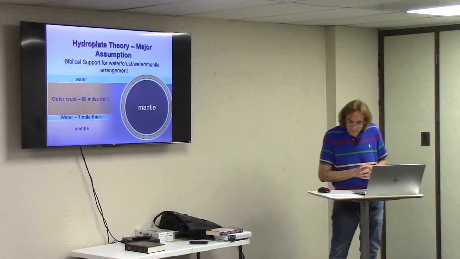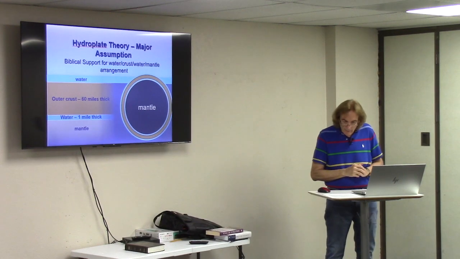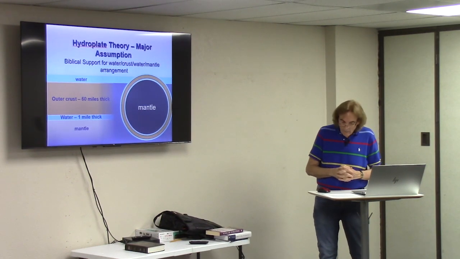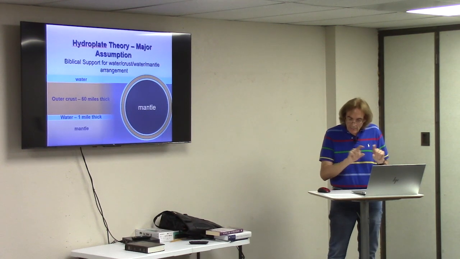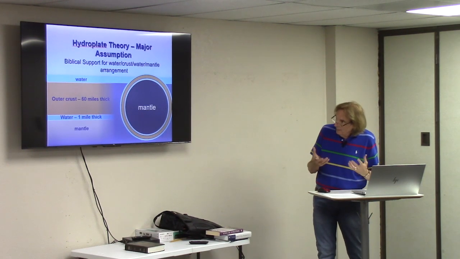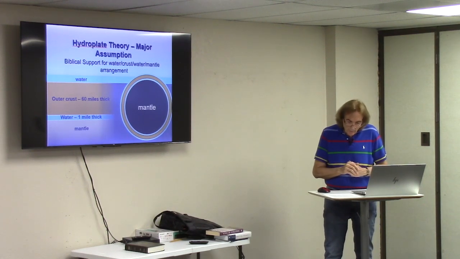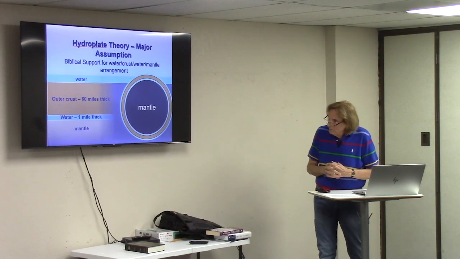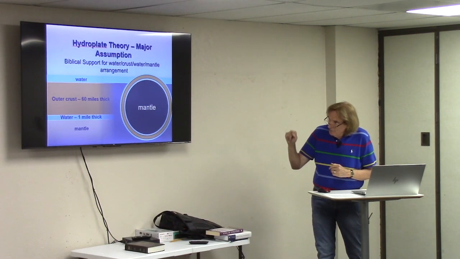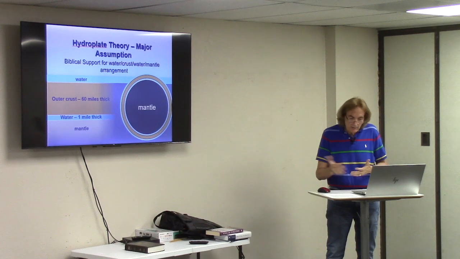But the major assumption behind hydroplate theory we talked about last week is represented in the slide here, in that when the earth was created, it was created with surface water, and then there was an expanse or a granite crust about 60 miles thick, and then there was another layer of water, subterranean water, about 60 miles below the surface under this crust, and it was approximately a mile thick, and then below that was the mantle.